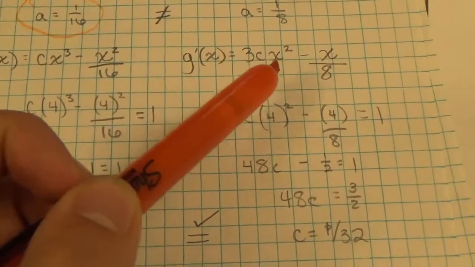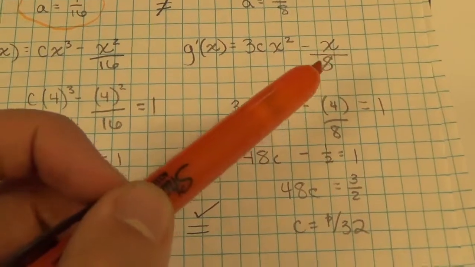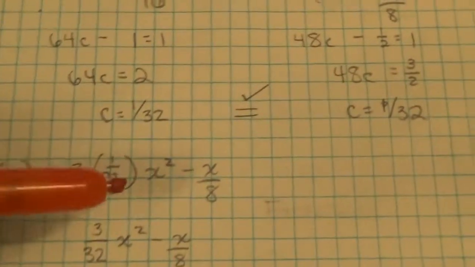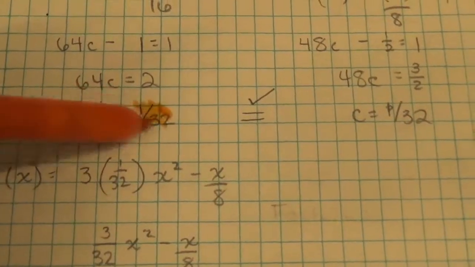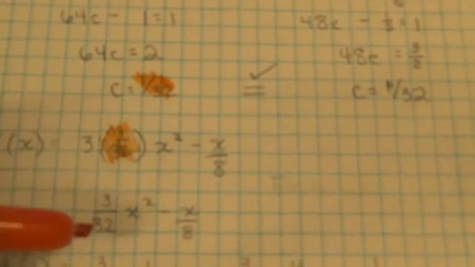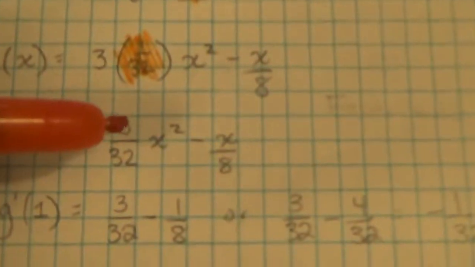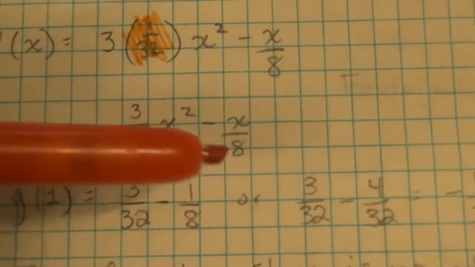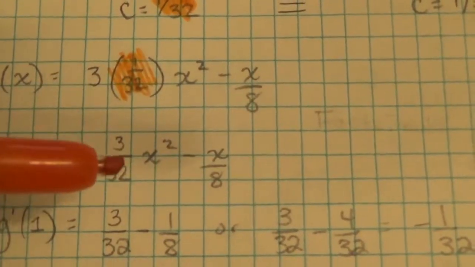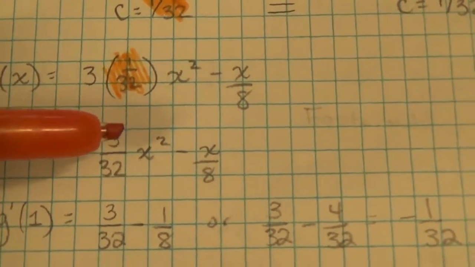My slope function, remember, was 3cx squared minus x/8. And I got that using the power rule from the original function. I plugged in my value for c into the slope function, and I simplified to 3/32 x squared minus x/8. Now I need to prove that in between 0 and 4 there's at least one point where the function's decreasing.